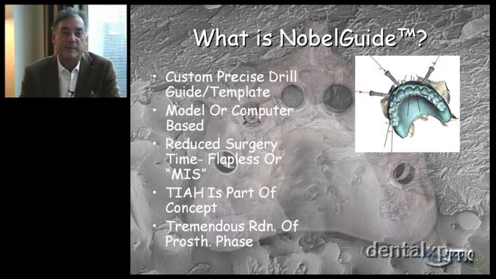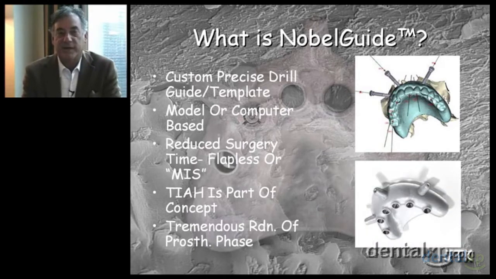If you're doing the restorative aspects of the case, think about how many steps and how much chair time is involved in the impressions, framework try-ins, the various bites, the adjustments, and if things don't go right, how many steps you have to go back and forth. So this is a very, very useful tool for the surgical member as well as the prosthetic aspect of the case. On the bottom we see a graphic of what a Nobel guide would look like.